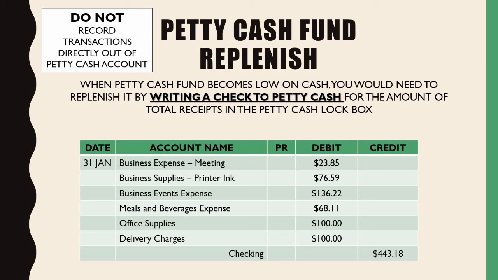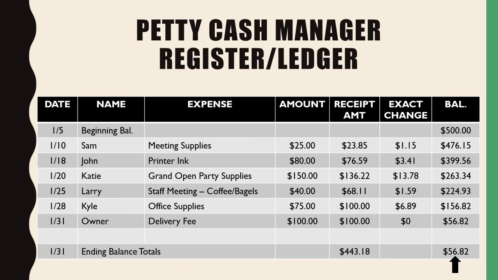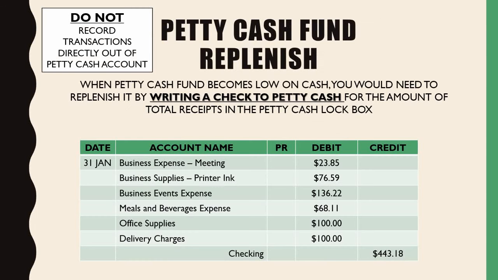You need to have $500 in your lockbox at all times. So you're going to record all the receipts, all of those expenses, and write a check out for the exact amount. Then you take that to the bank, cash it, and put that money back into the lockbox. Now you just added $443.18 plus the remainder of the $56.82 that you had at the end of the month to equal $500. Okay?